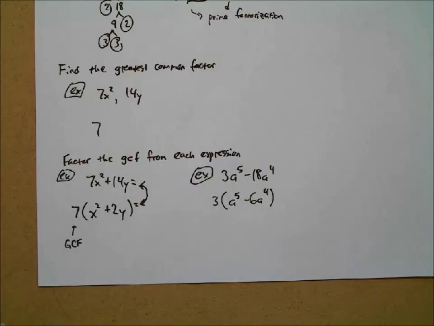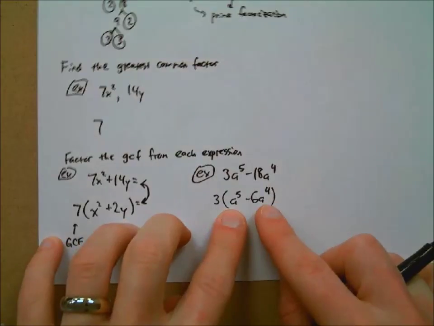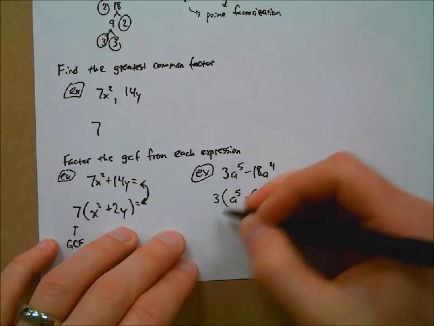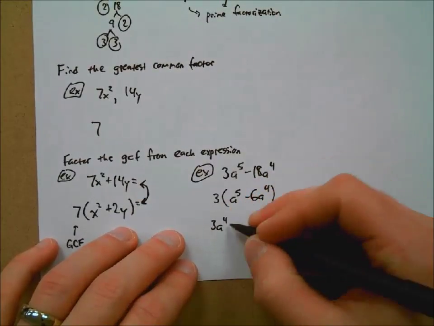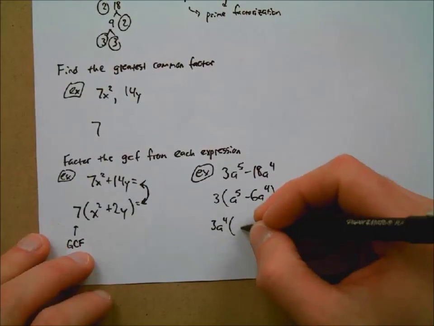What else do both of these terms, though, have in common? Avery? They both have a's, and specifically a to the 4th, right? They both have a's, but we're limited by this a to the 4th here. So we'll factor out a to the 4th here. When we factor out an a to the 4th, it's going to multiply with that 3, leaving 3a to the 4th. A to the 5th divided by a to the 4th, what does that yield? A to the 1, or just a, minus.